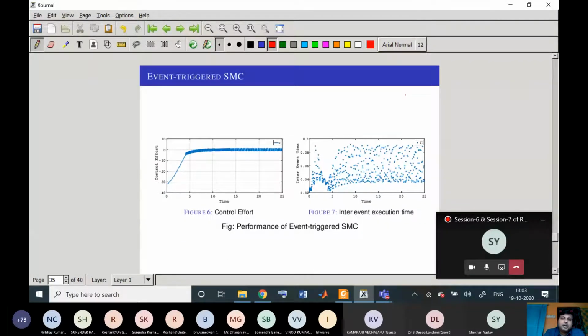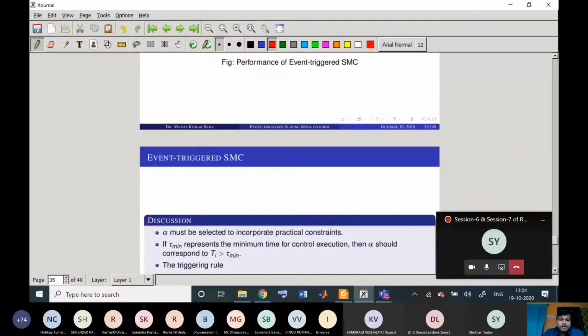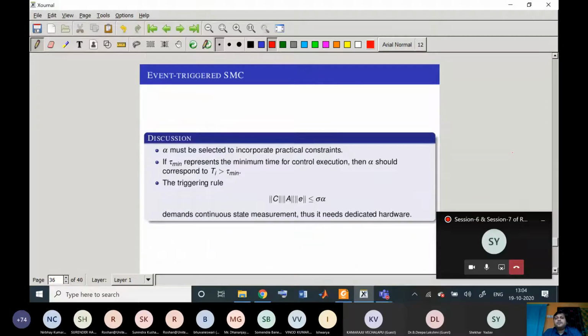So this is the control input. It is discontinuous in nature, and this is the inter-event execution time. Here you can see that it is sparse, which is obviously sparser than the periodic implementation. Okay, so now some discussion we will make.